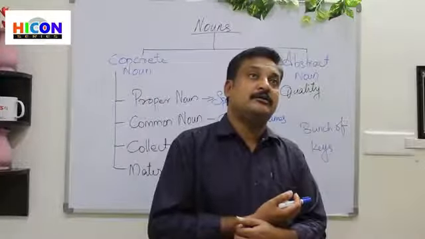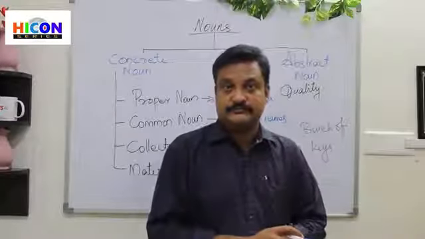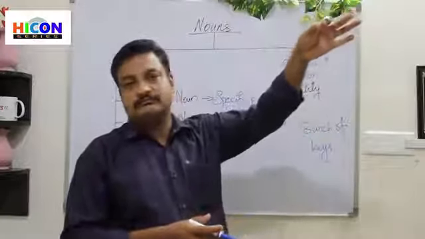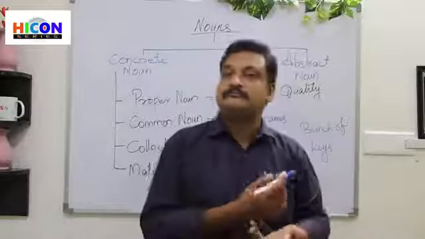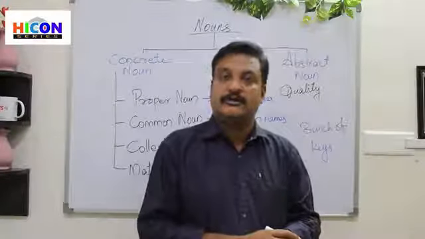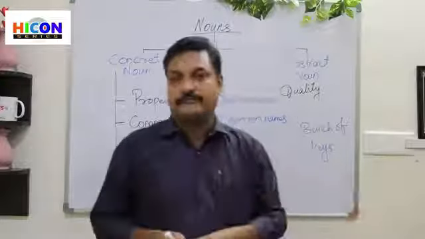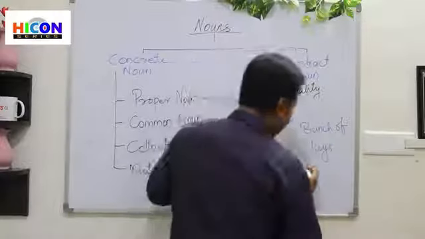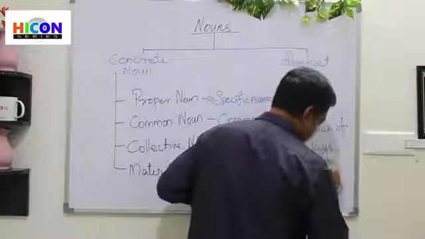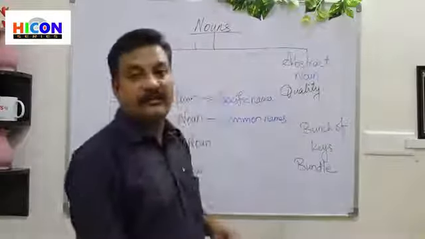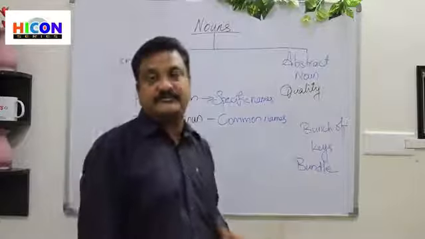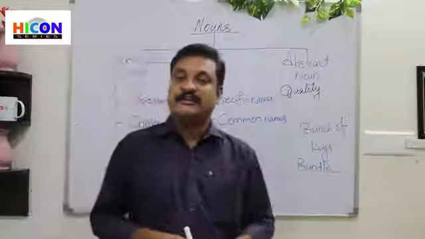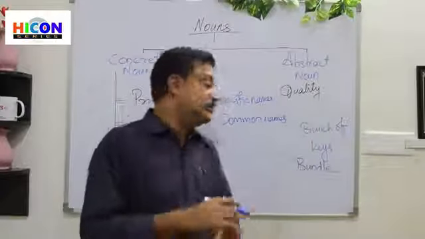Or grapes, fruit. A group of fruits hanging on a single stem. We call it a bunch of grapes. If we have a group of sticks tied together, what do we call it? We call it a bundle of sticks. If we have a set of papers, we call it a bundle of paper.